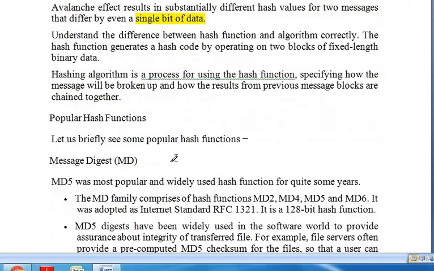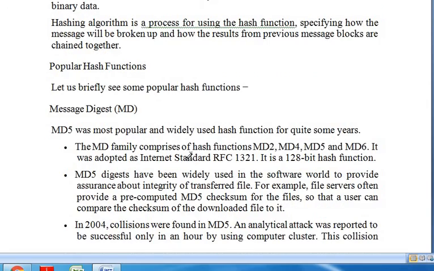Okay, so what are the hash functions used for? That is the important thing. The process of a hash function is how the message will be broken up and how the results from the previous blocks are chained together. What the hash function is doing is splitting the messages into blocks of 128 bits and 512 bits. They are individually processed, and one output is given as input to the next block, up to the completion of the rounds.